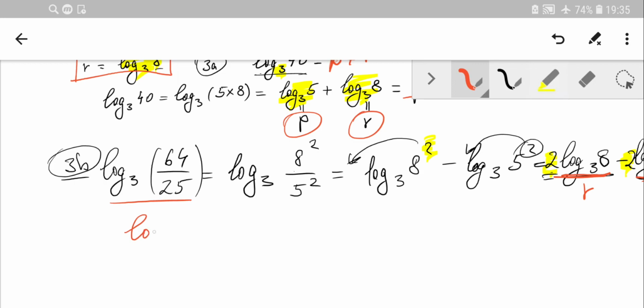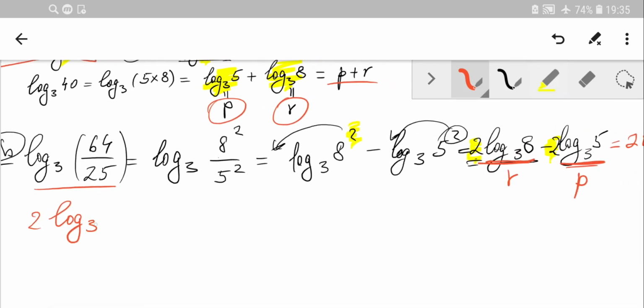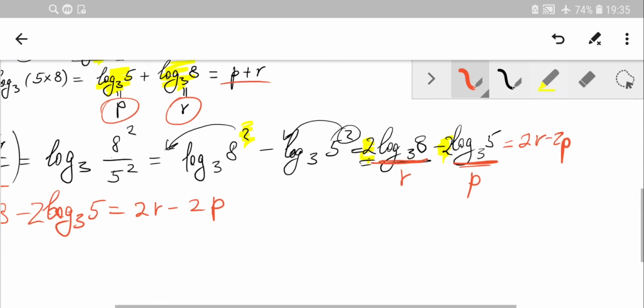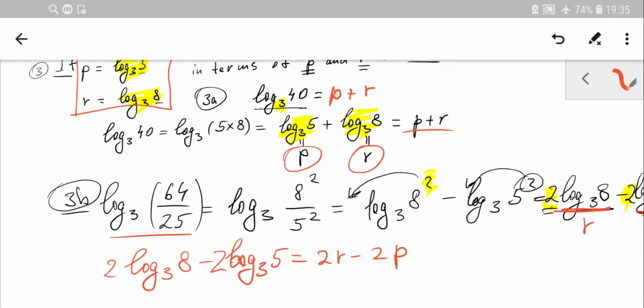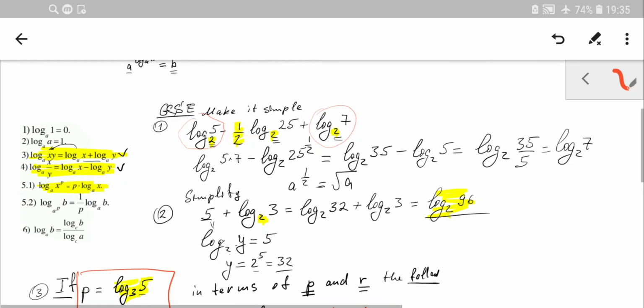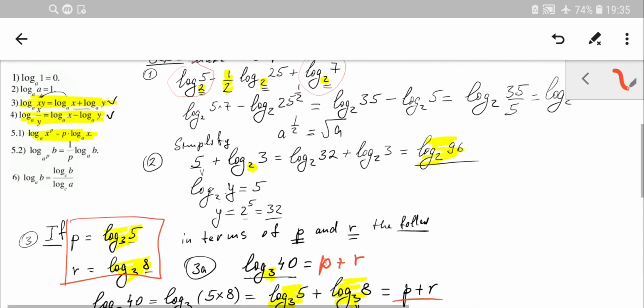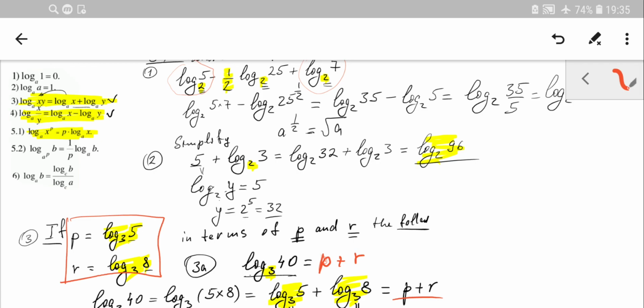So that one is simply 2 log base 3 of 8 minus 2 log base 3 of 5, which by exchanging back to r and p, in terms of r and p, we'll get 2r minus 2p. Okay, so that's how it works. So guys, make sure you can deal with that property. You were shown several examples, 1, 2, 3, of how to apply different properties. For more complicated ones, you'll find them somewhere else: go through past papers or through a specific topic section, and you can get more complicated questions.